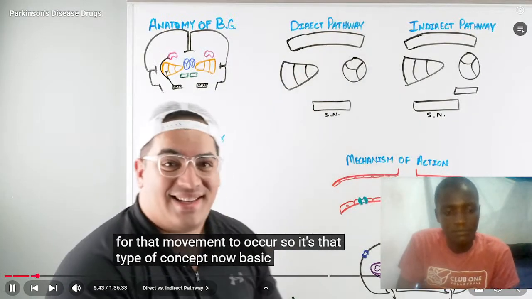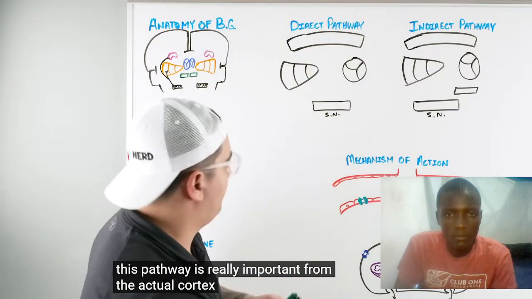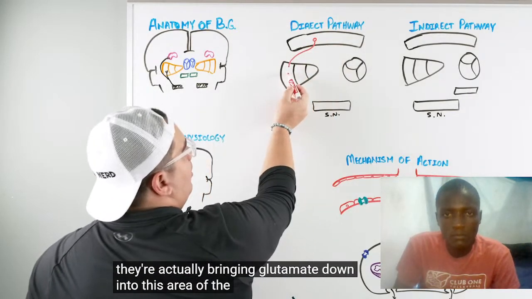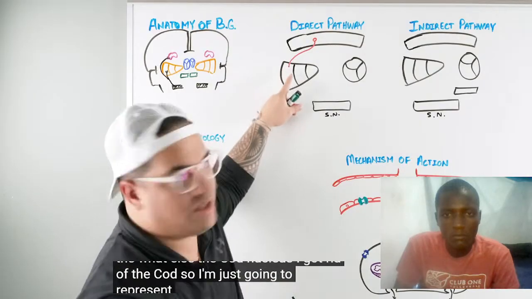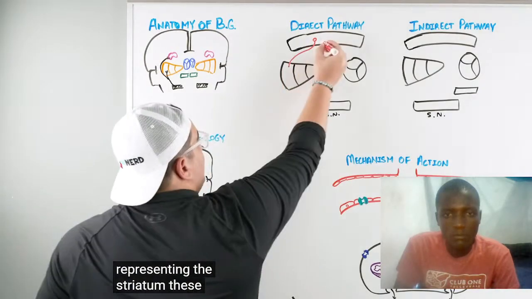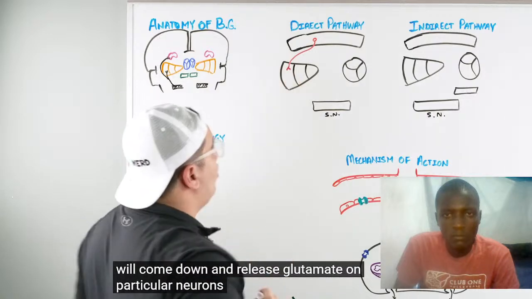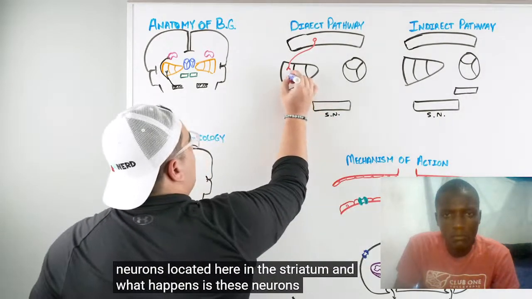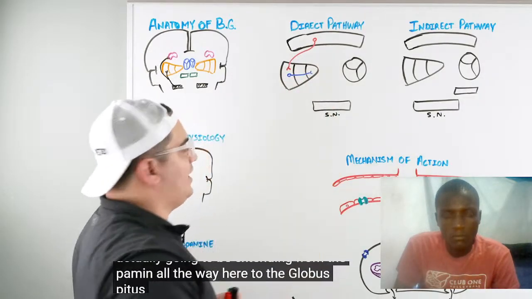Now, basic concepts of this pathway is really important. From the actual cortex, we have particular neurons, these cortical neurons, and they're bringing glutamate down into this area of the putamen as well as the caudate nucleus. I got rid of the caudate, so I'm just going to represent the putamen, but that's representing the striatum. These neurons from the cortex will come down and release glutamate on particular neurons located within the striatum. There's also going to be some neurons located here in the striatum, and these neurons are going to be extending from the putamen all the way here to the globus pallidus internus.